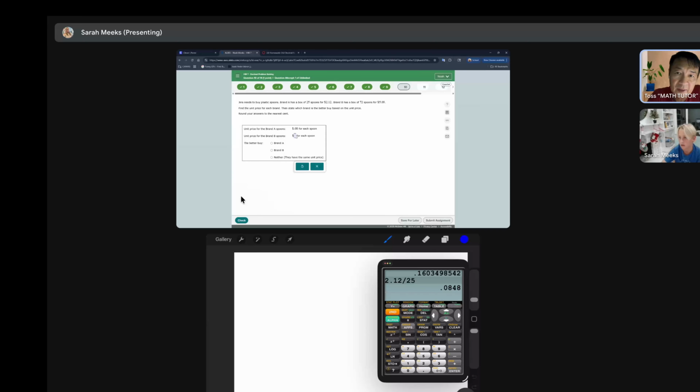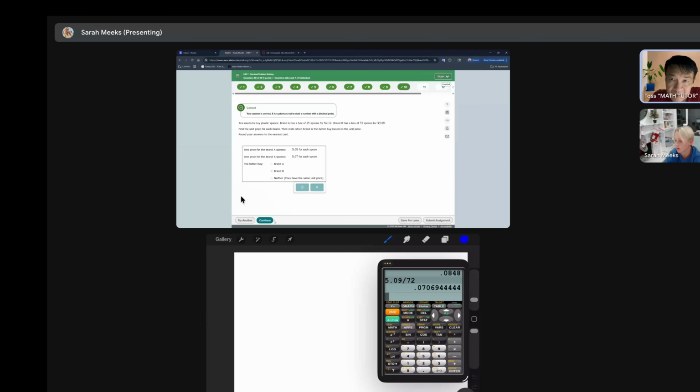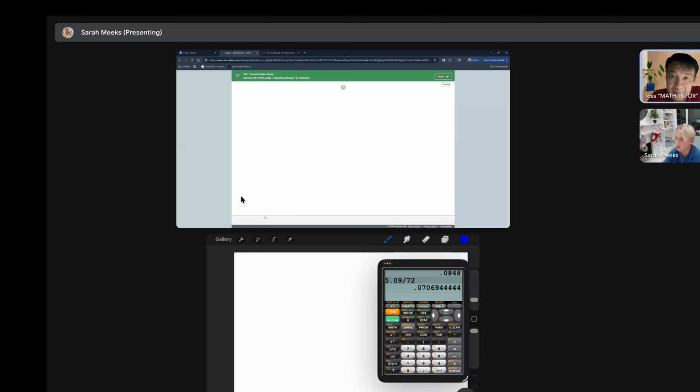And then the other one, five. If you have your calculator, you can check my work also. 5.09 divided by 72. So this one is going to be 7 cents per spoon. Now, for the better buy, you have to kind of think about it. Is that a better B? Of course, the less expensive, the better. Yeah, good job. Sometimes you have to make sense of that part. It can be confusing sometimes.